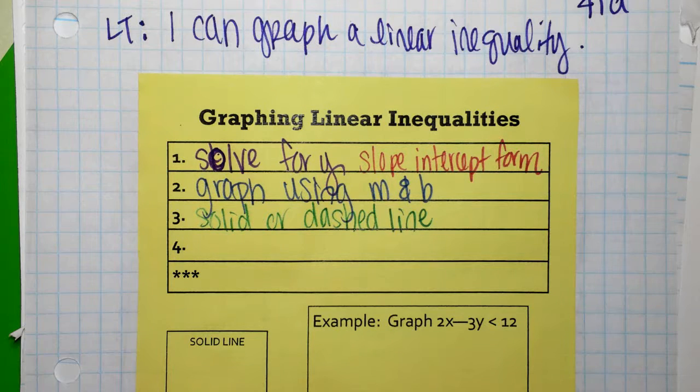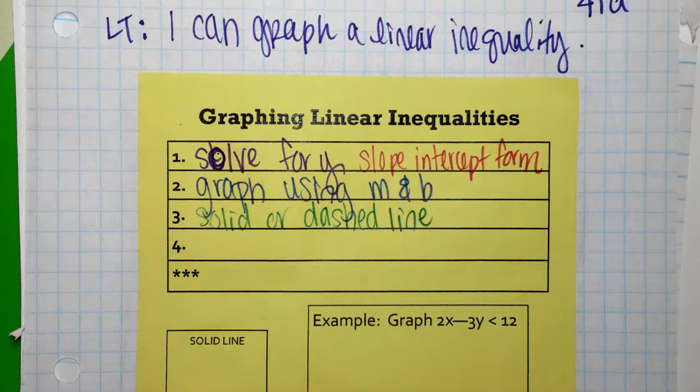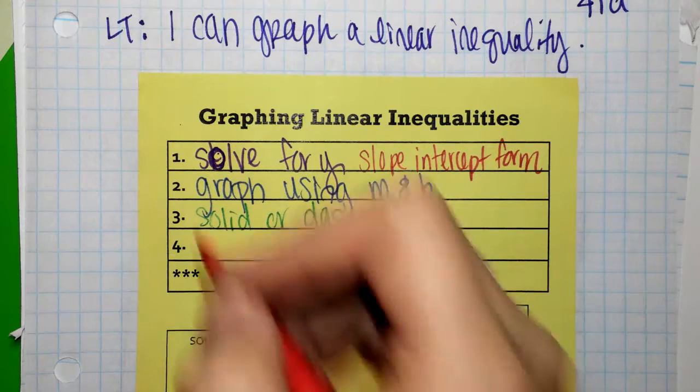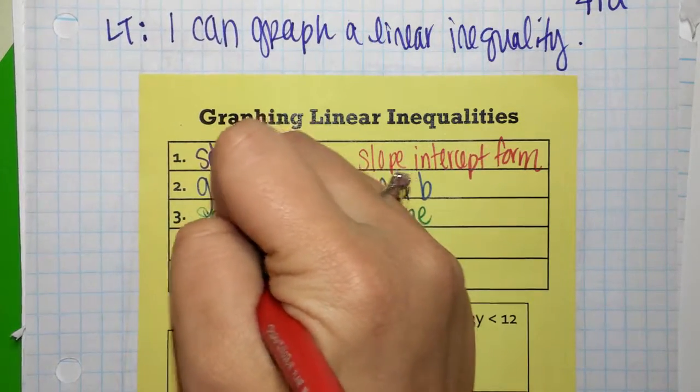Alright, and then remember how we shaded whether it was greater than or less than? You still do the same thing. So step 4 is shade.